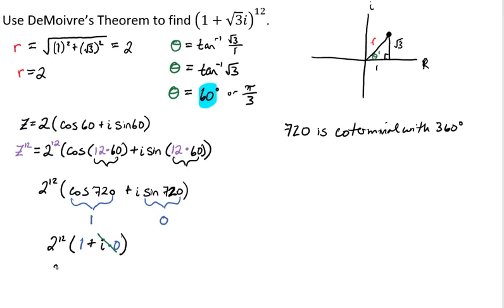We're now left with 2 to the 12th times 1, which is just 2 to the 12th. When we plug that into our calculator, we get that z to the 12th equals 4,096. And that is our final answer. And so that's how you can use DeMoivre's theorem to find the power of a complex number.